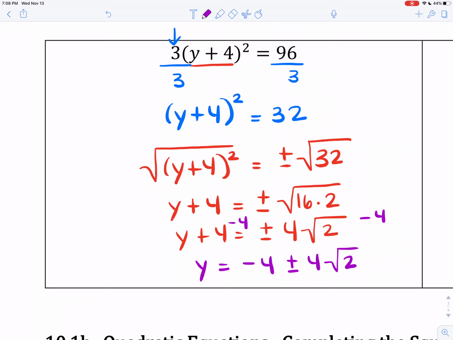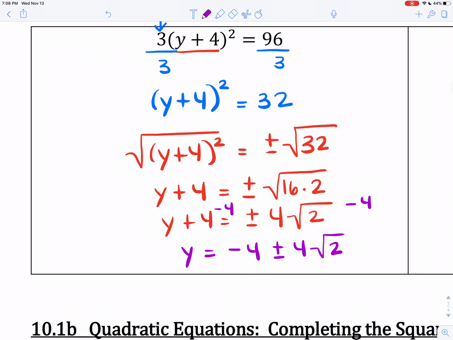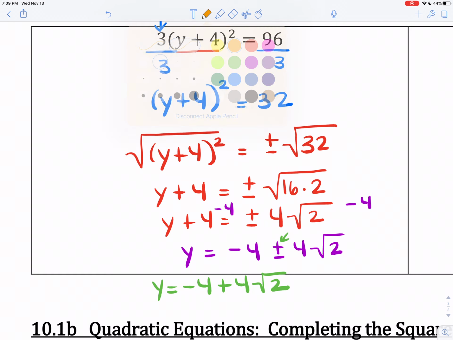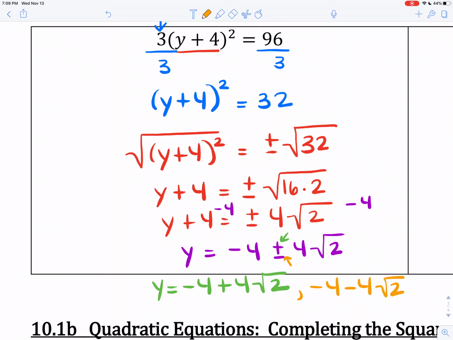Now again, you want to understand that technically that's two solutions that you're looking at there, one with the plus and one with the minus. So if I wanted to write this as two separate solutions, and a lot of times you will be asked to write this as two separate solutions, the plus would give me negative 4 plus 4 times the square root of 2. There's one solution. The minus would give me my second solution, which would be negative 4 minus 4 times the square root of 2.